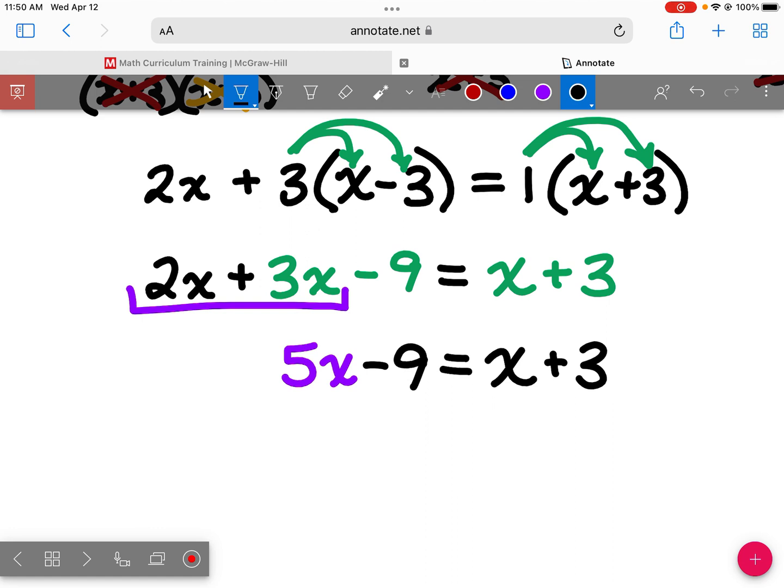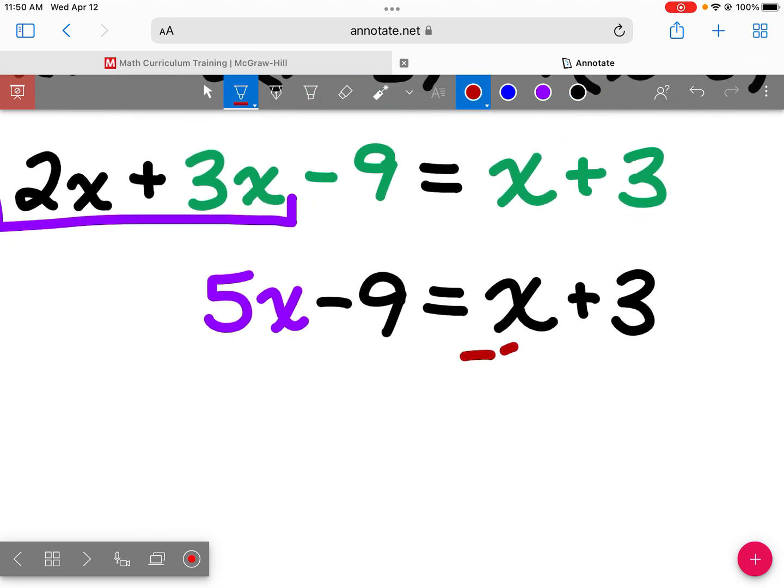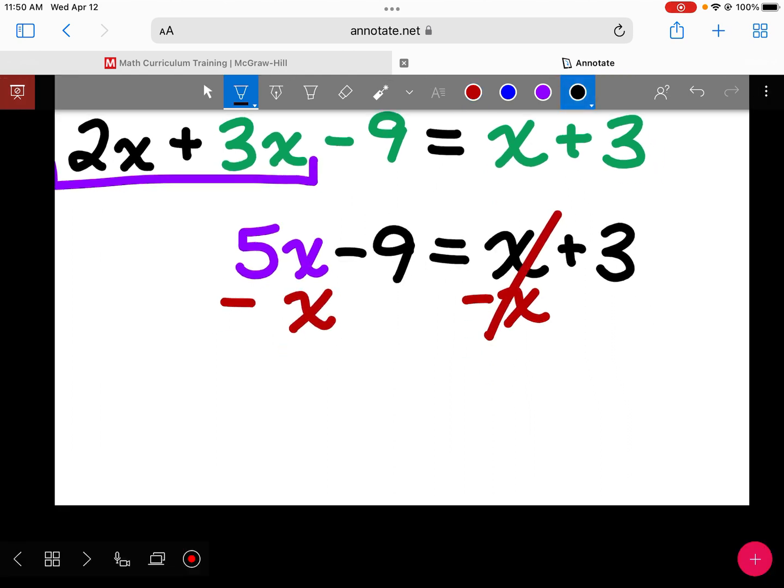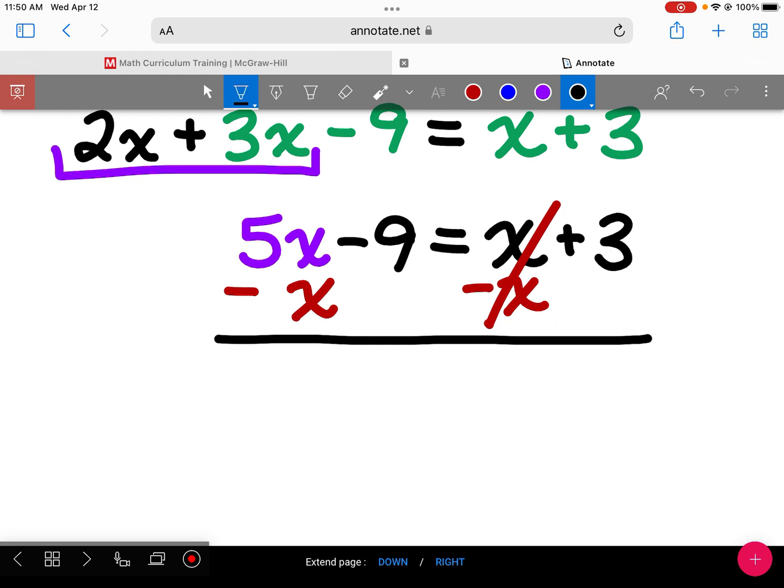I need my x's all on one side. I need my constants all on the other side. Which side do you want to get the x's to, the left or the right? It doesn't matter. Left, sounds good. So that means I need to make the one on the right cancel. How do I make x cancel? Subtract it. So I'm going to minus x from both sides. That'll make it cancel over here. What is 5x minus x? 4x minus 9 equals 3.